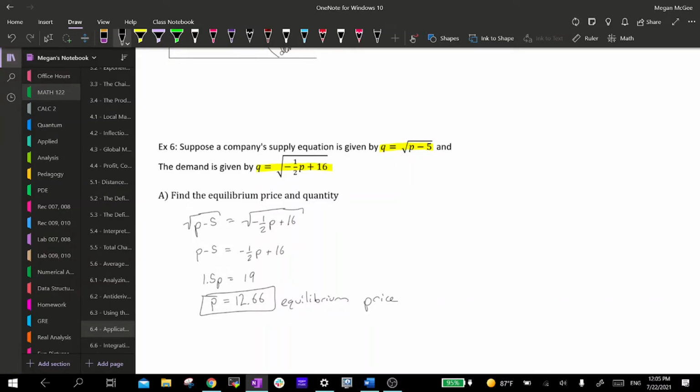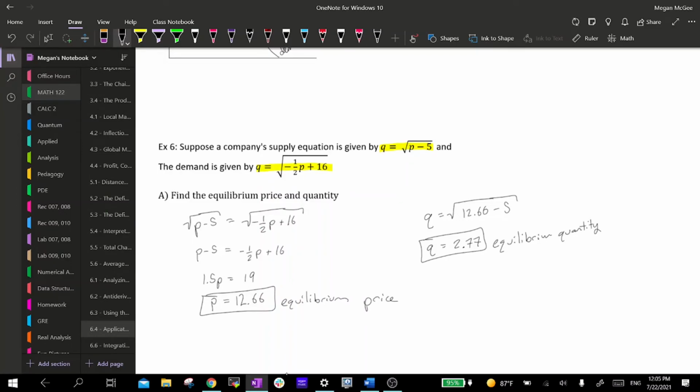To find our equilibrium quantity, we just need to plug p into one of our equations, either the supply or demand equation. So we have Q is equal to the square root of 12.66 minus 5. So we get Q is equal to 2.77. So this is our equilibrium quantity.